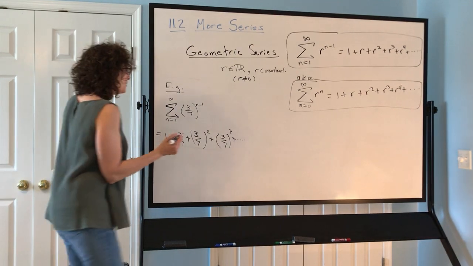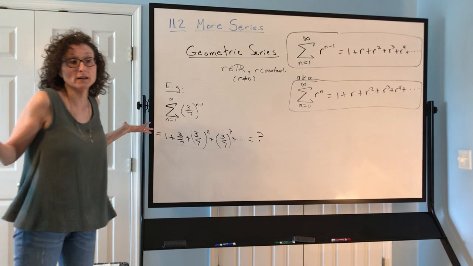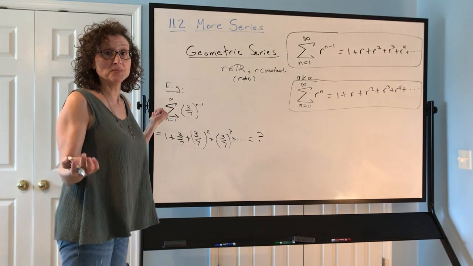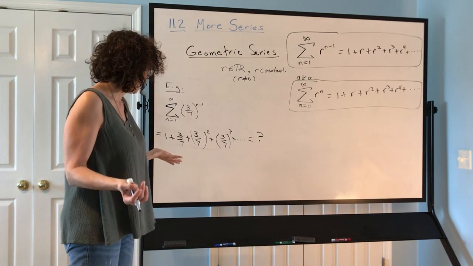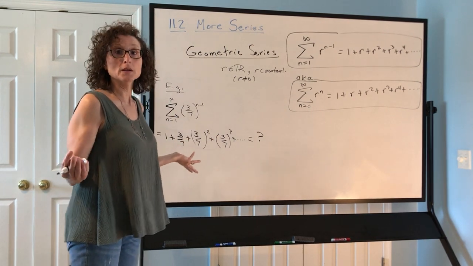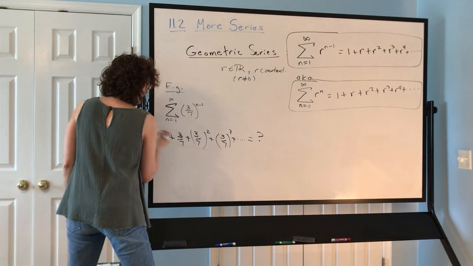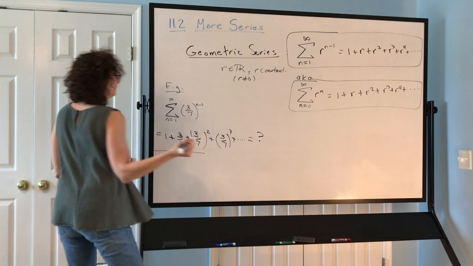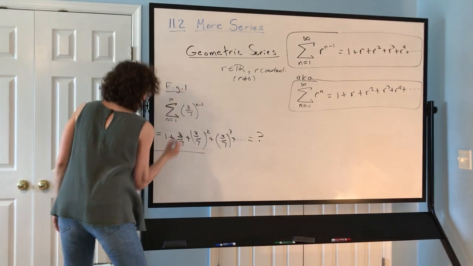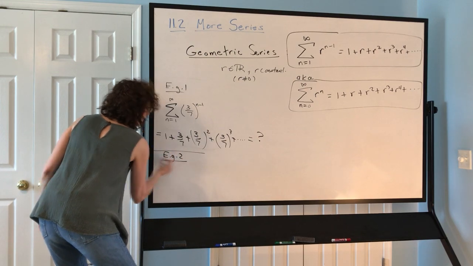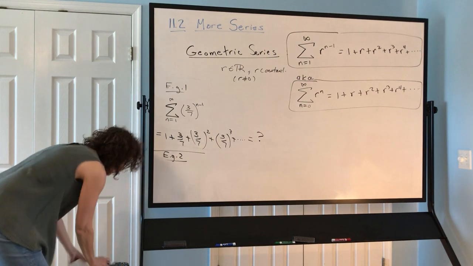So the question is, what does that add to? Or does it add to anything? Does it converge to something finite, or does it diverge? And if it does converge to something finite, can we say anything about what it converges to? So there's one example. Let's look at another one. Call that example 1, example 2. Now we're not going to answer any of these questions yet. We're going to answer them in a little bit. So let's look at example 2.